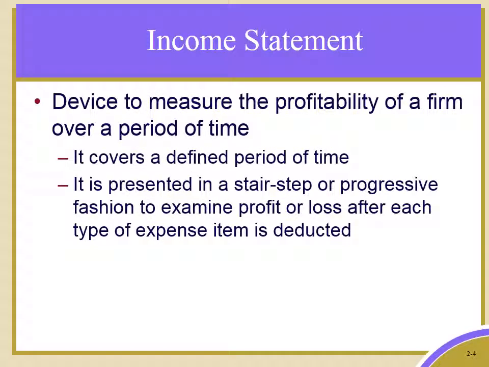Income statement. It's a device used to measure the profitability of a firm over a period of time. The biggest thing with this financial statement is it shows if your company is making money or not. A defined period of time typically could be a quarter, semi-annually, but it's usually used on an annual basis for most companies. It presents a stair-step, a progressive fashion to examine profit or loss after each type of expense item is deducted, basically showing what is your bottom line and are you profitable as a company.